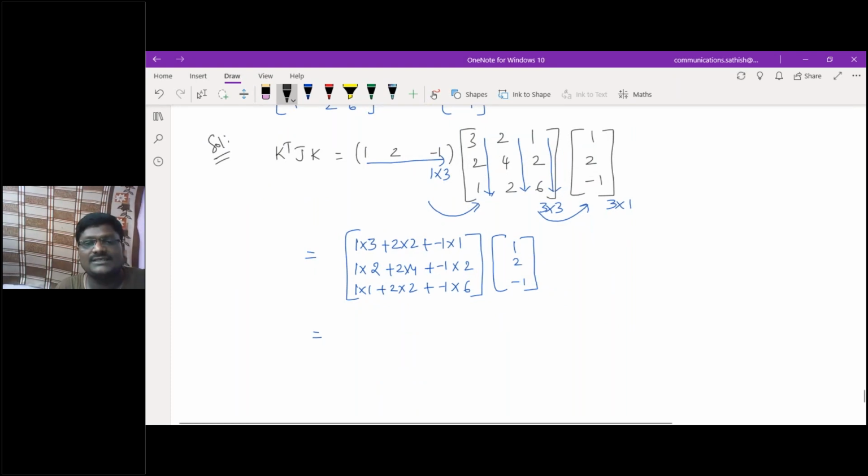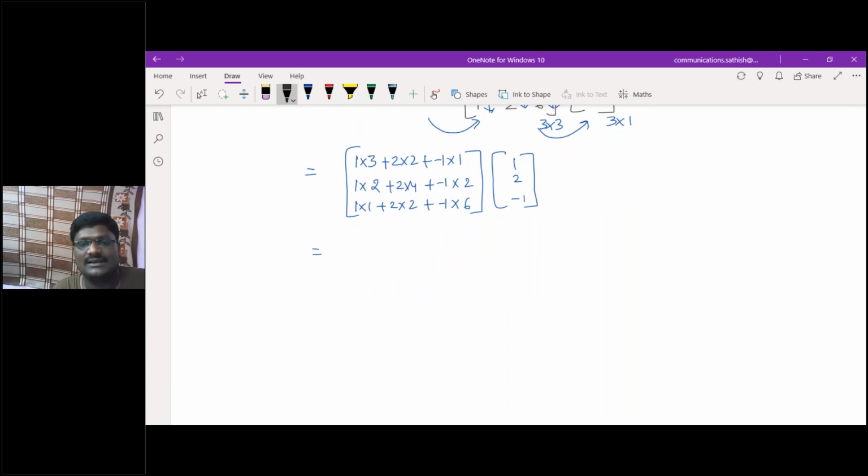What is this result? 3 plus 4 minus 1. Give me the answer directly. 8 minus 1, sir. What? Here this is 1, 2, minus 1. 3 plus 4, 7. 7 minus 1, 6. 2 plus 8, 8 minus minus 2, 8. 5 minus minus 6, minus 1.